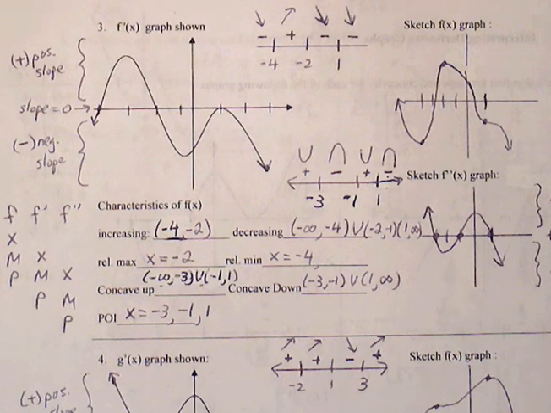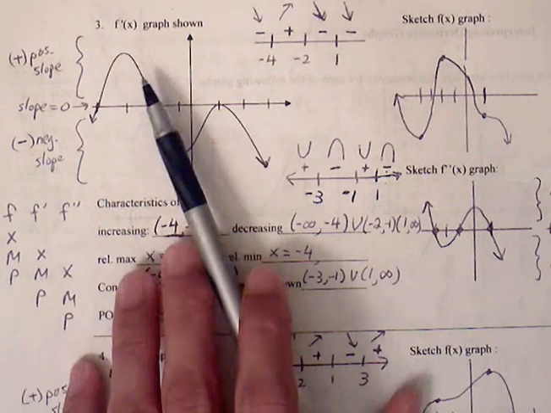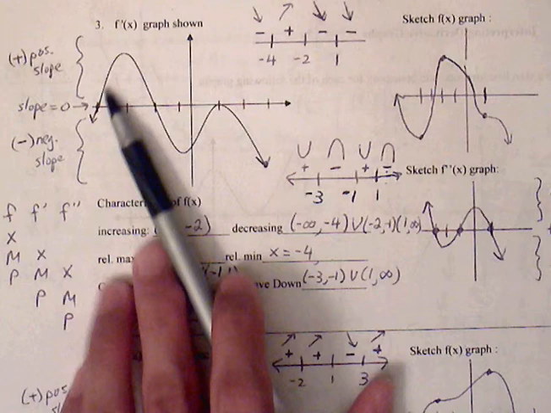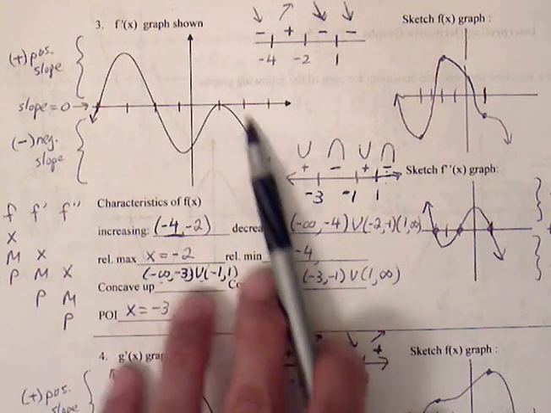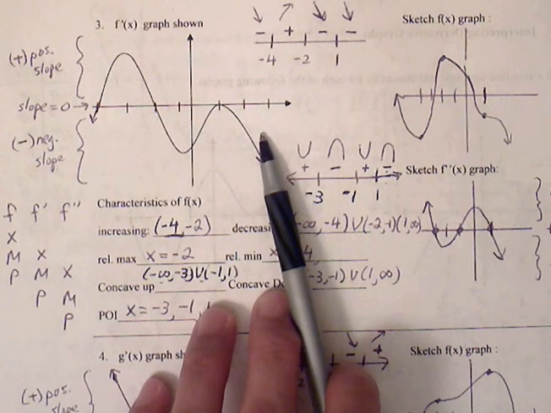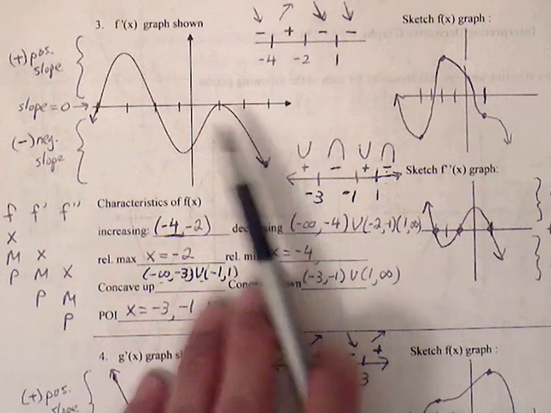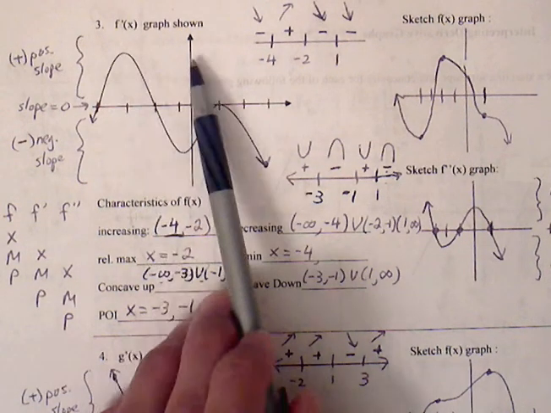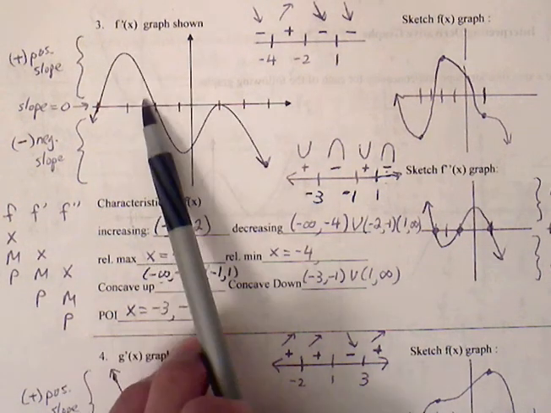Let's finish with the back of the worksheet where we are interpreting first derivative graphs. So number 3, now we're not looking at the original position graph anymore. We're looking at the slope graph, the derivative graph. And so let's think about what each of these y values represent.